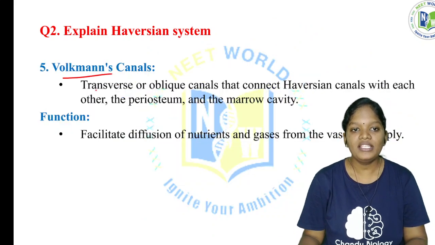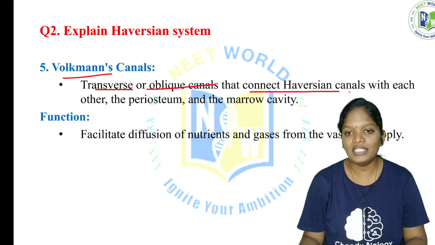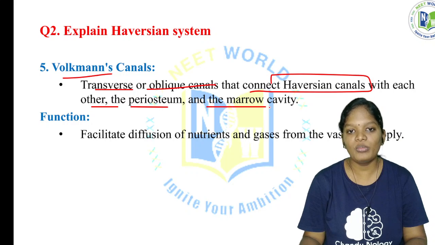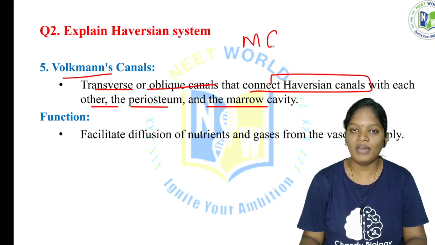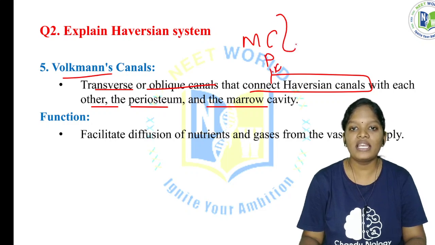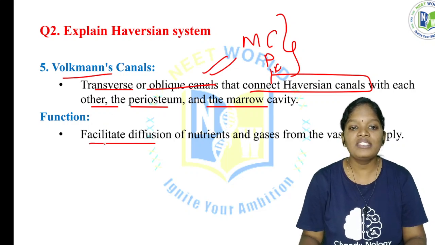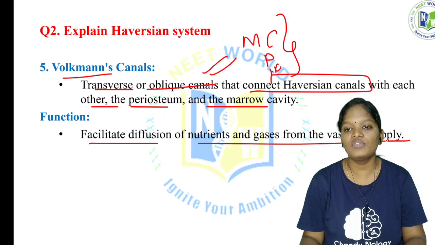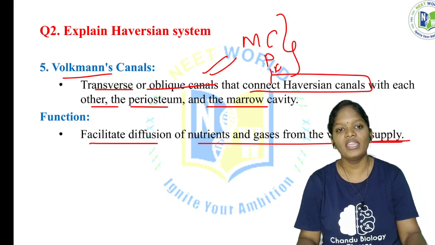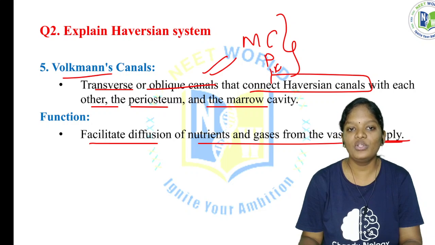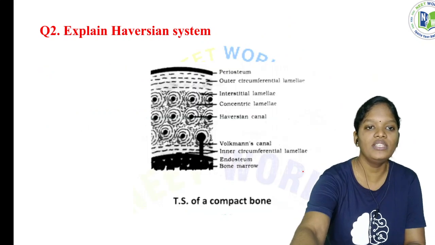Volkmann's canals are transverse or oblique canals that connect the Haversian canals with each other, the periosteum and the marrow cavity. See, in the bone we have a marrow cavity, and the periosteum and the Haversian canals all have to be connected together with the help of a canal which is called Volkmann's canal. What is its function? Why does it have to connect all these things together? It facilitates diffusion of nutrients and gases from the vascular supply, just to take nutrients to all these structures. This is the function of Volkmann's canals.